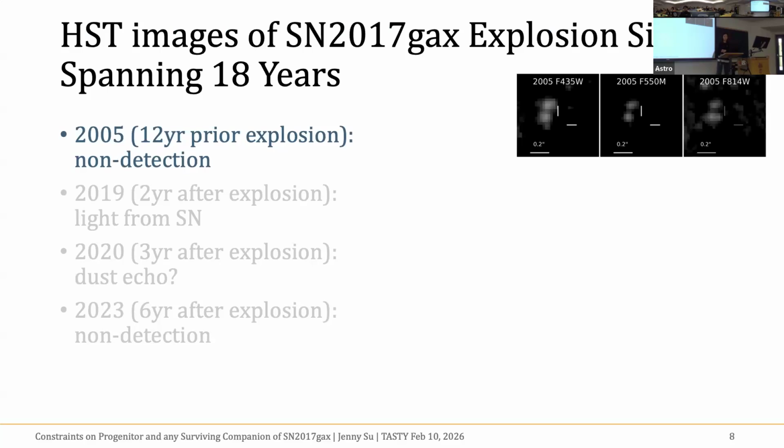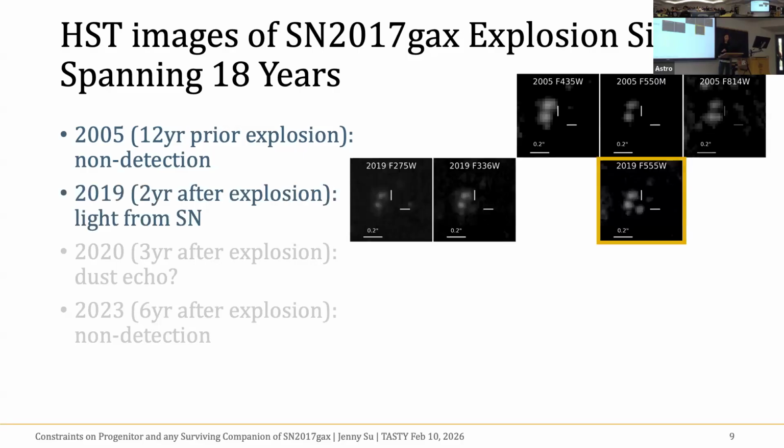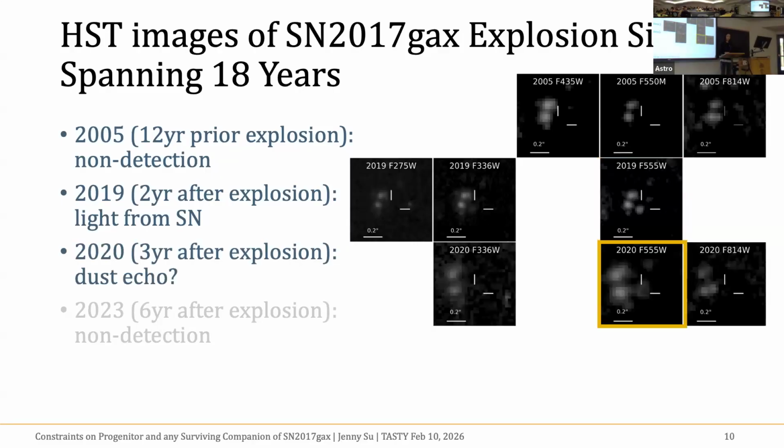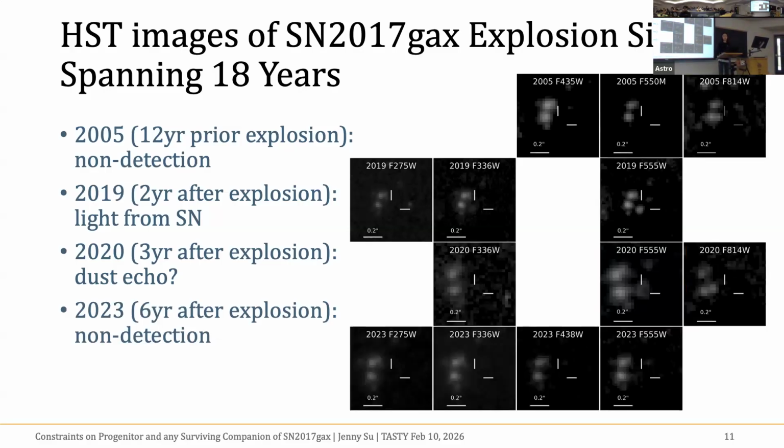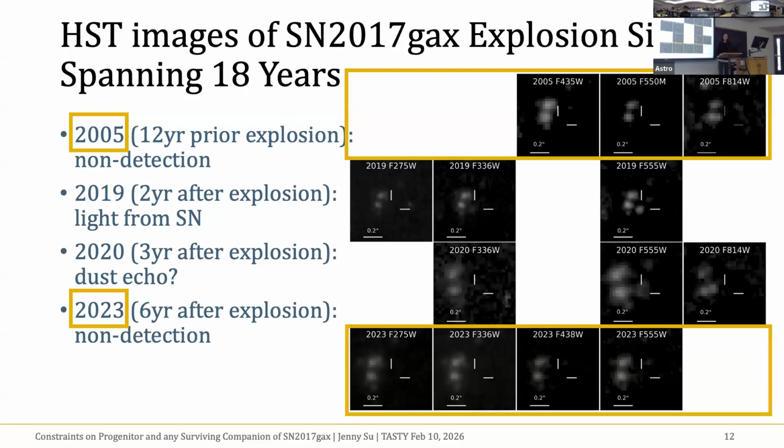12 years before explosion, we have imaging from 3 different bands, and all of them show no detection. 2 years after the explosion, if you look at this highlighted box here, there is some light remaining from the supernova. And 3 years after the explosion, it's hard to see here, but the light had expanded to a ring-like structure, possibly due to the sample. Then 6 years after the explosion, the light fades again across the 4 bands, so there's no detection again. Today, I'm going to focus on the first and the last few points.